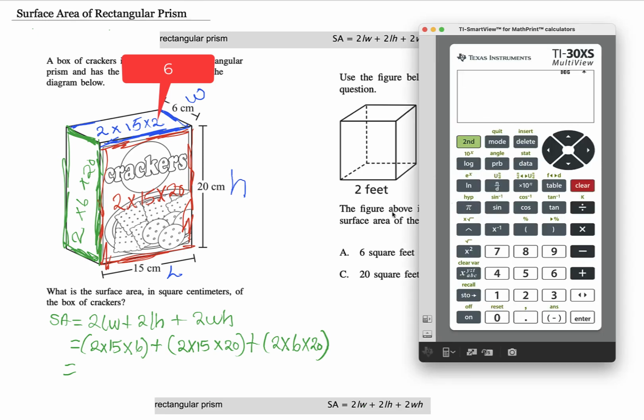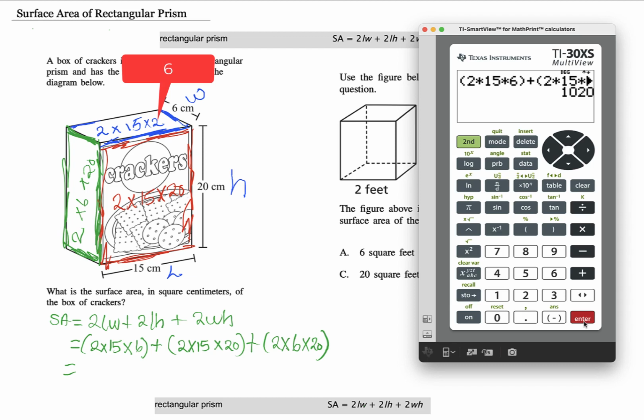So I have my calculator and I'm just going to put everything in my calculator. So notice I have parentheses. It'll make my calculations more accurate. So open 2 times 15 times 6, close my parentheses, plus 2 times 15 times 20, close, plus, and then the last is 2 times 6 times 20, and close, and then I hit enter.